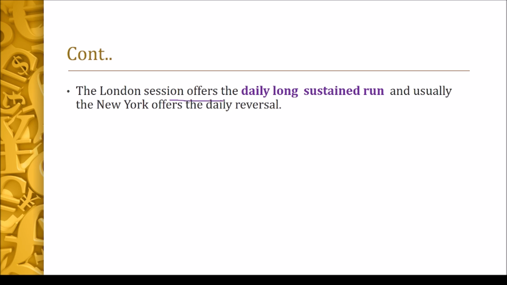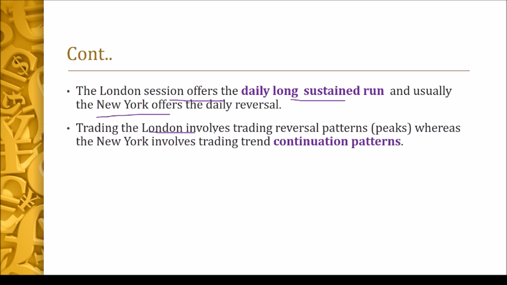So the London session offers the daily long sustained run, and usually the New York session offers the daily reversal. So trading in London involves trading reversal patterns, which are peaks, whereas New York involves trading trend continuation patterns. So this is just a standard of how we know these sessions, but it's not always the case that in London we have peaks and in New York we have continuation patterns. Sometimes they actually interchange here and there. What you just need to know and understand is the cycle.